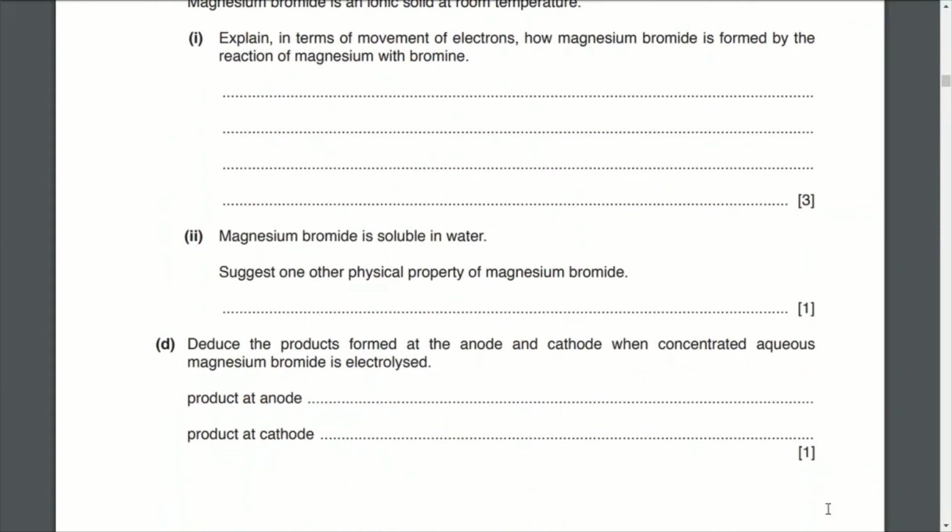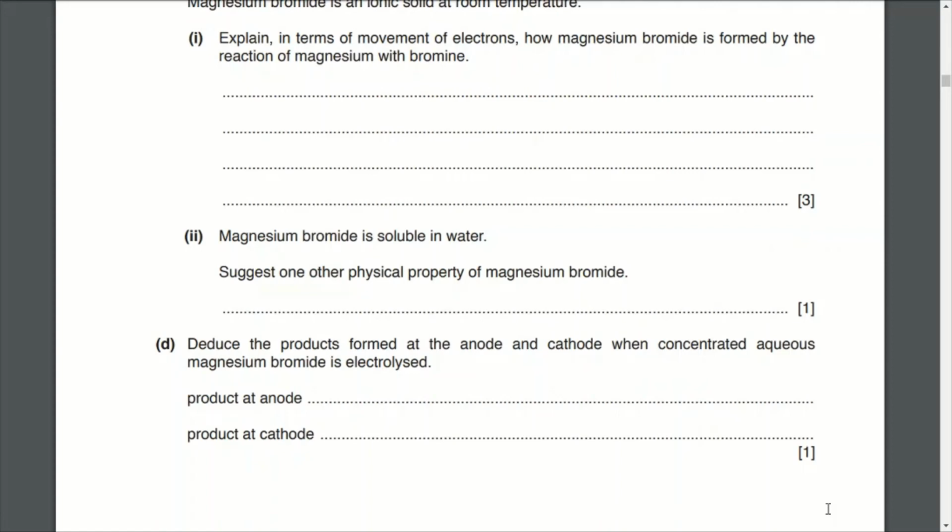Part 2. Magnesium bromide is soluble in water. Suggest one other physical property of magnesium bromide. Okay, so magnesium bromide has a very high melting point. So that's what you can write about it. I think it's of 1 mark, so we only require one answer.